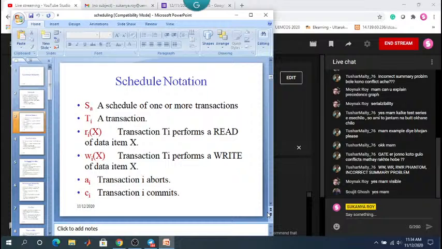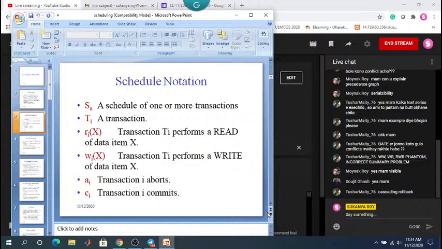S means a schedule of one or more transactions. Schedule A. Yes, cascading rollback. Then these are all the terms. Okay, these things will come in the semester exam. What cascading rollback is and how it happens are not going to come in your GATE.